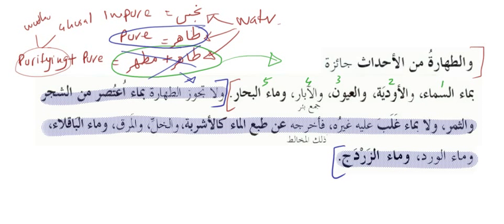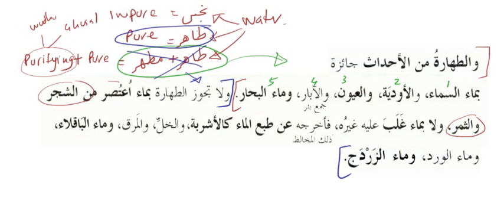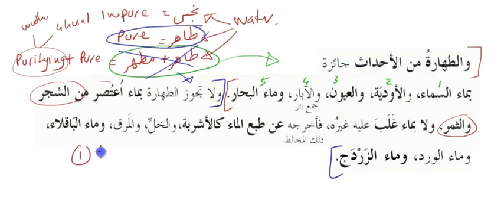So what are these types of water? Here he mentions several types. He says water which has been squeezed out of a tree or fruit. So any water that has been squeezed out of something, this is the first type. Squeezed out of any sort of fruit or vegetable or anything like that, you can't use it for purification, for wudu.